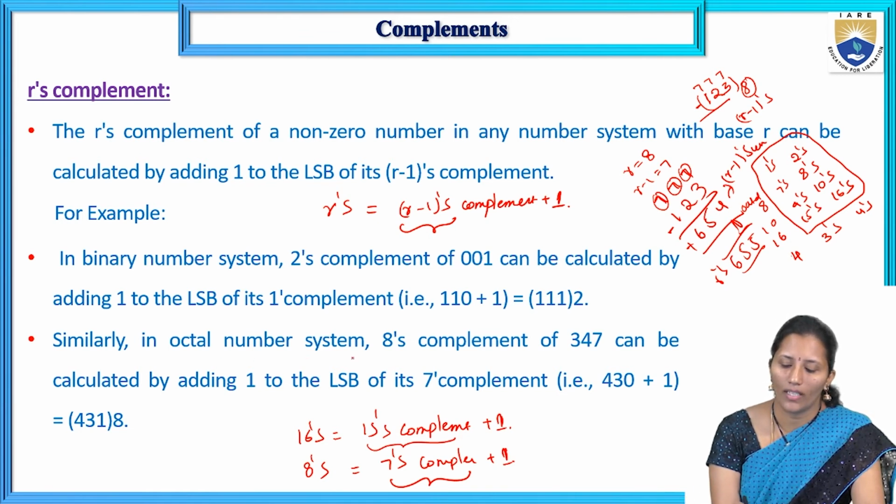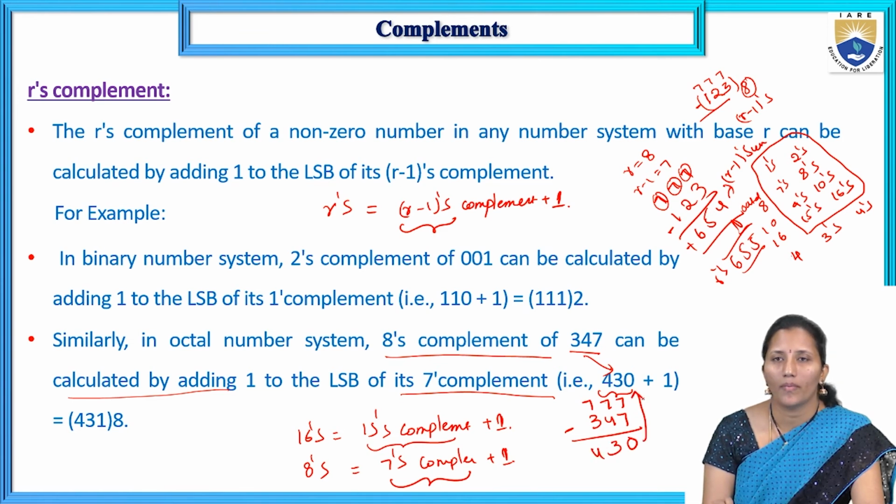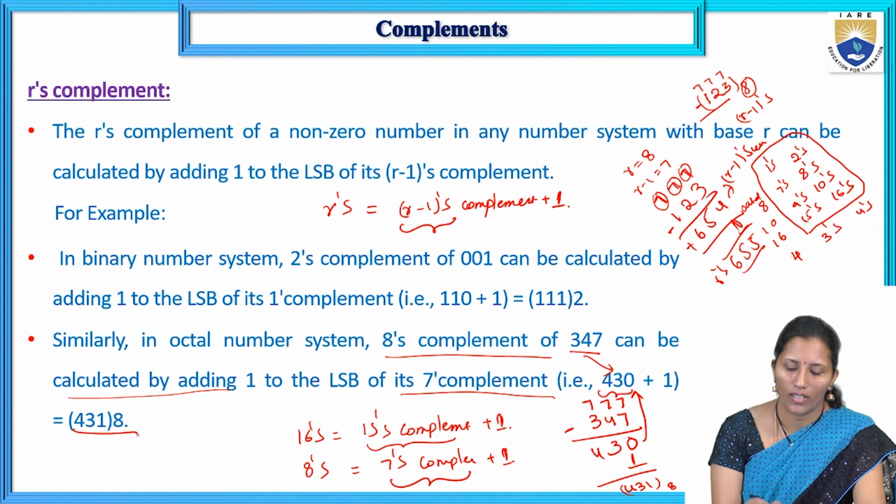Similarly, in the octal number system, the 8's complement of 437 can be calculated by adding 1 to the LSB of its 7's complement. The 7's complement of 437 is 340. How? Each digit should be subtracted from 7. So 7 minus 4 is 3, 7 minus 3 is 4, 7 minus 7 is 0. So the 7's complement is 340. To find the 8's complement, we add 1 to the LSB, so it is 341 in octal.